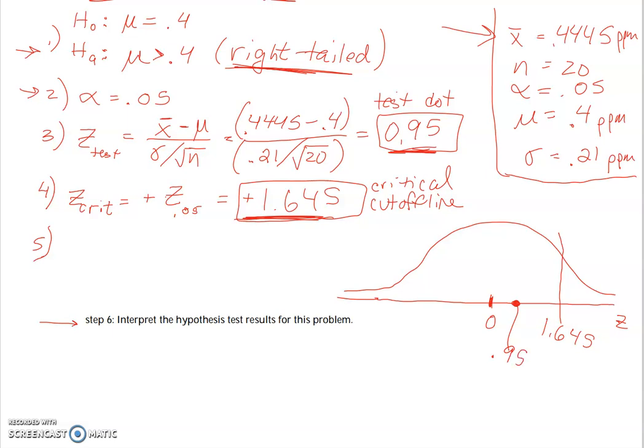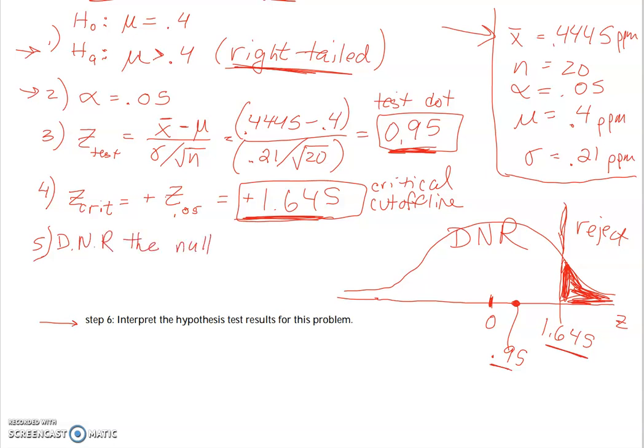Now, in order to get the correct reject or not reject answer here, we have to shade some things in and label it. The rejection, because it's right-tailed, is going to be to the right of our critical line, and the do not reject zone is on the other side. So in a right-tailed test, the only part you reject is to the right of your critical cutoff, which is 1.645. Since our test dot falls in the do not reject zone, we will not reject. So we would say do not reject the null.